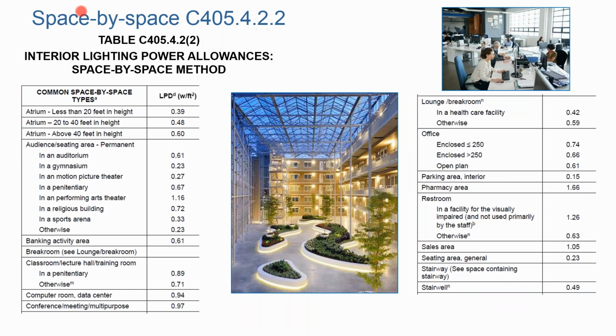So if we do the space by space method, instead of just declaring, say, a library or an automotive facility, we say, well, we've got an atrium that maybe has either a 20-foot ceiling or maybe over a 40-foot ceiling, and we get a certain amount of watts per square foot based on that. Maybe we have an office, and depending on whether we're doing it in enclosed offices, large or small, or open plan, we get different lighting power densities.